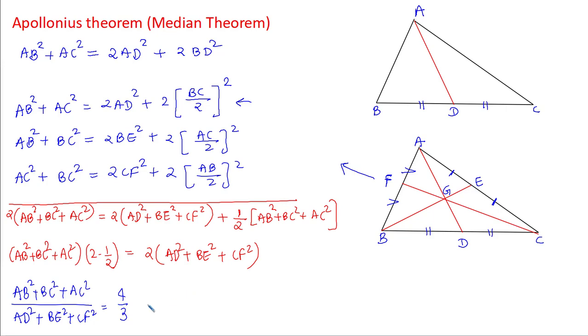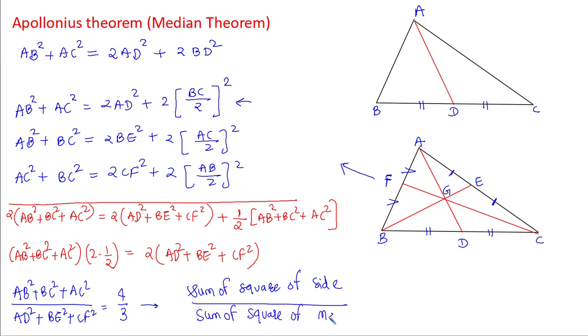So in any triangle, what we can say is that the sum of squares of sides divided by the sum of squares of medians. This ratio is always equal to 4 divided by 3.